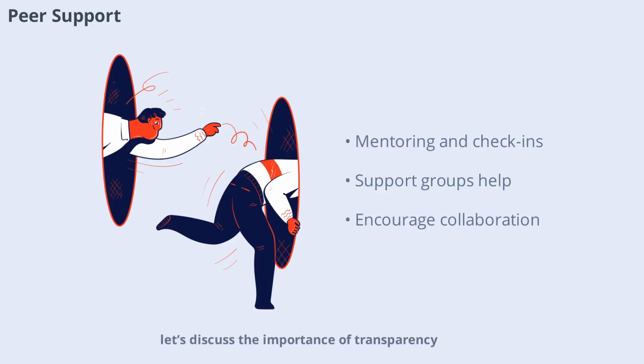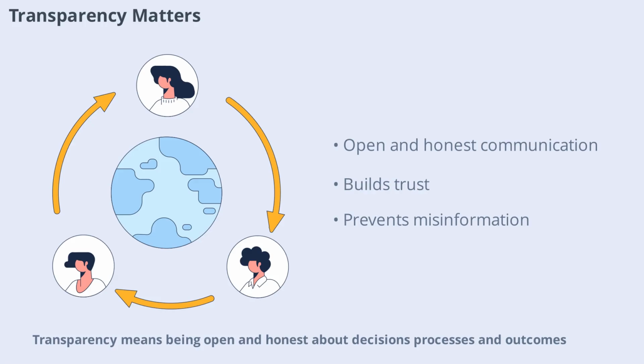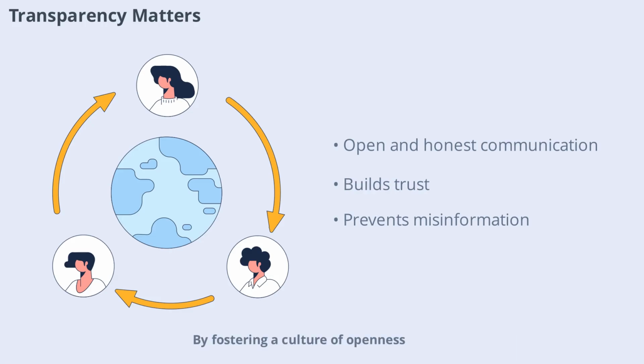Next, let's discuss the importance of transparency. Transparency means being open and honest about decisions, processes, and outcomes. In conflict resolution, transparency builds trust and reduces suspicion. Staff and patients appreciate knowing how conflicts are handled and what steps are being taken to resolve them. Transparent communication also helps prevent rumors and misinformation. By fostering a culture of openness, healthcare organizations can address conflicts more effectively.